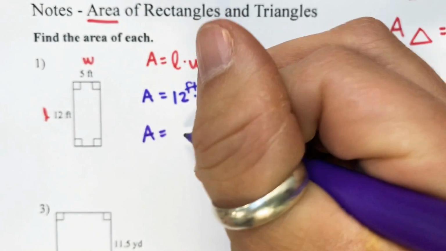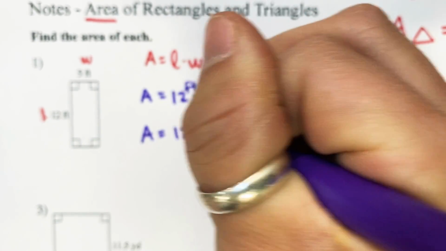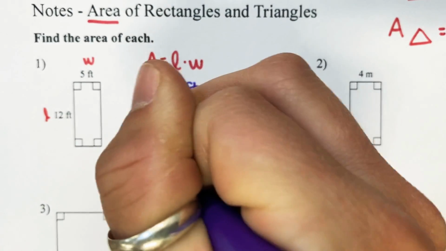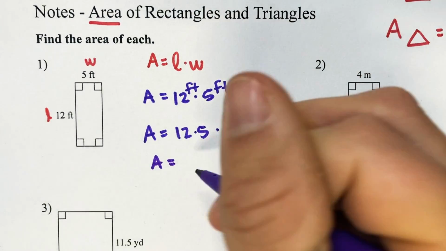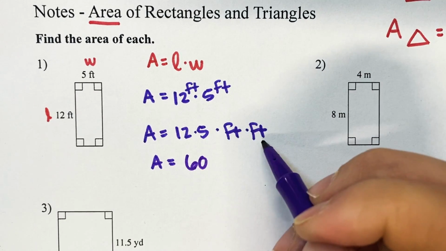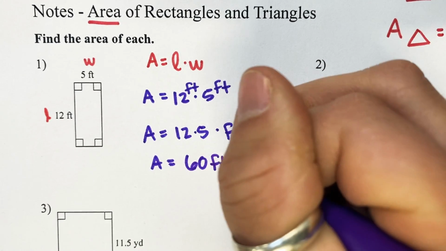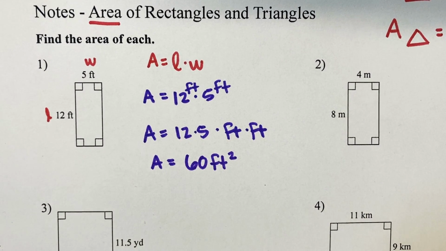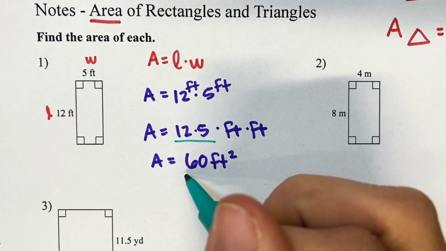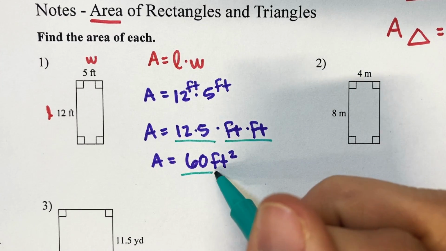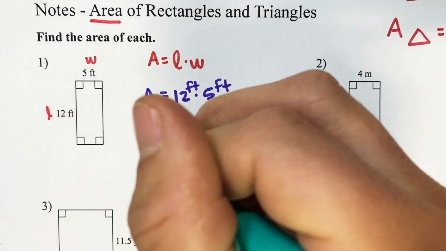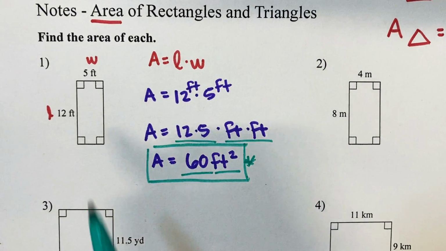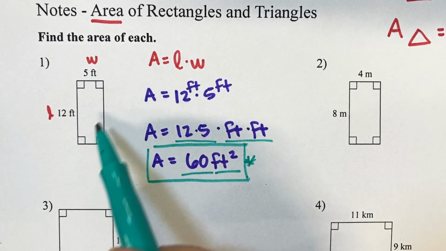I'm actually going to write this out. But then we were also multiplying feet times feet. What we get when we do this is 12 times 5 is 60, but then feet times feet turns into feet squared. We must include the units squared. So 12 times 5 turned into 60, and feet times feet turned into feet squared. And there we go, that is our area. So 60 feet squared is what would fill up this rectangle.